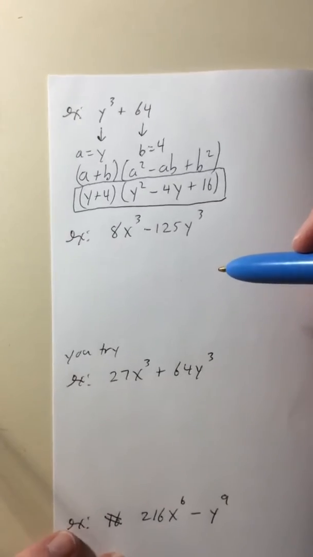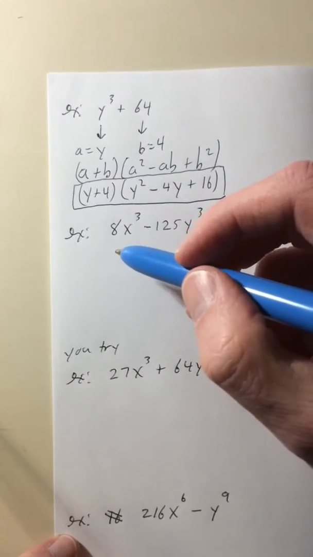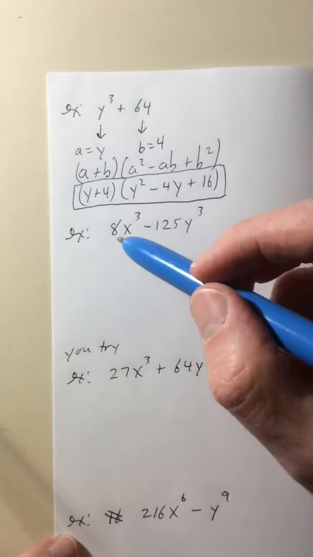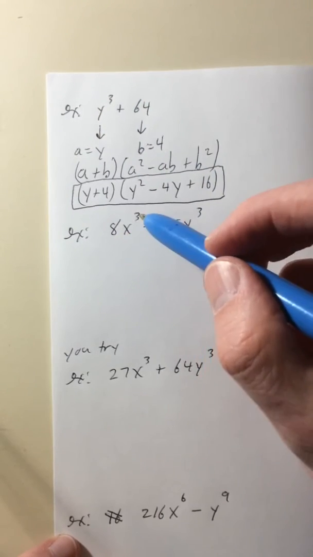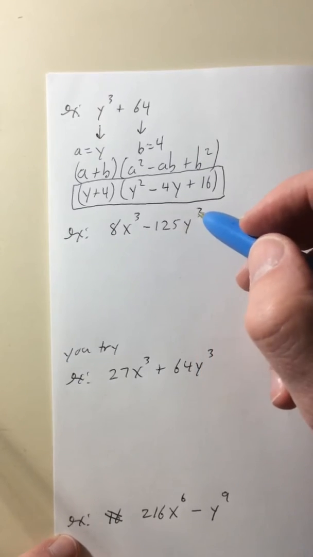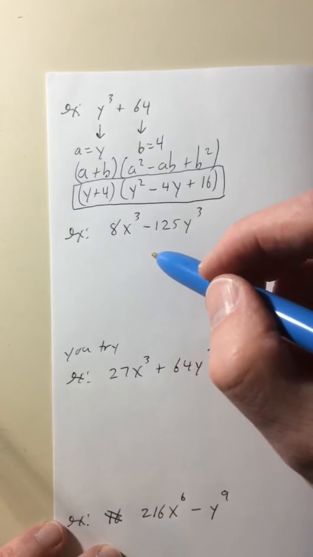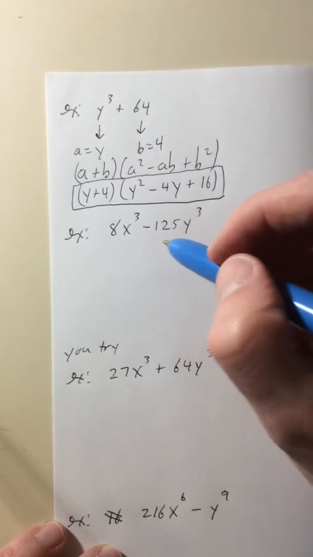Okay, so let's get a little more complicated here. Instead of just having a variable cubed and a number, we can also have a variable cubed with a coefficient, a different variable cubed, and a different coefficient. But it's all the same. It's still the same formula. So we still have to find a and b.